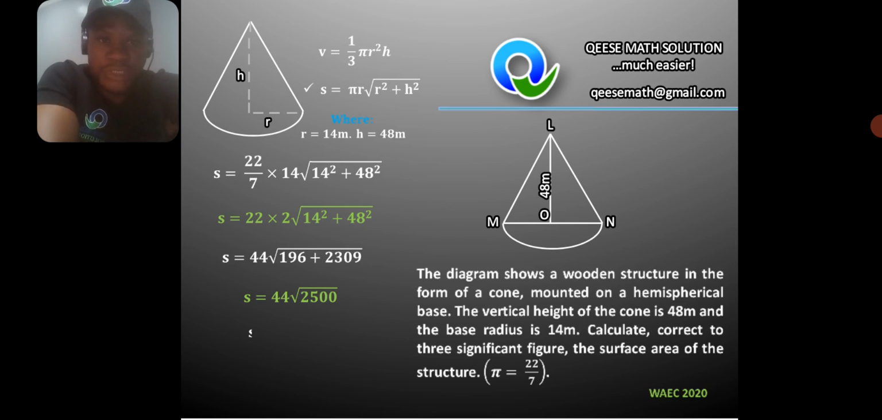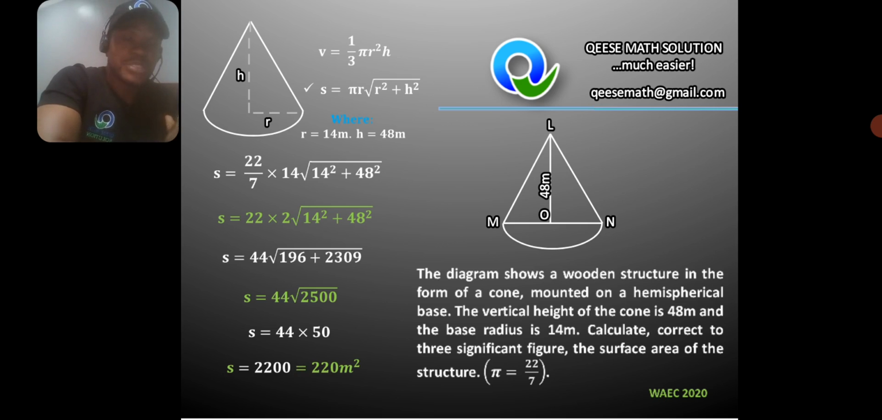And then this brings us to x is equal to 44 times 50. That will give us surface area as 2,200. But remember, the question says correct to 3 significant figures. That means we will be having 220 meters square. So our final answer is 220 meters square.